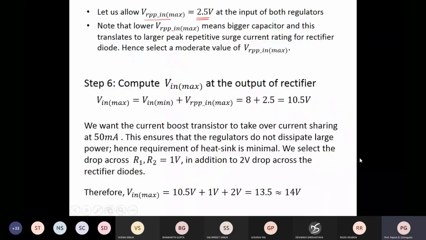So I allow, for both the cases, 2.5 volts at the input to the regulators. Also, one important thing that you have to note is that if I enthusiastically try to reduce this ripple, somebody will say, I'll have only 0.5 volt ripple. But that won't help because you will require a larger capacitor, and larger capacitor means a large repetitive surge current. We have already seen such a kind of thing.